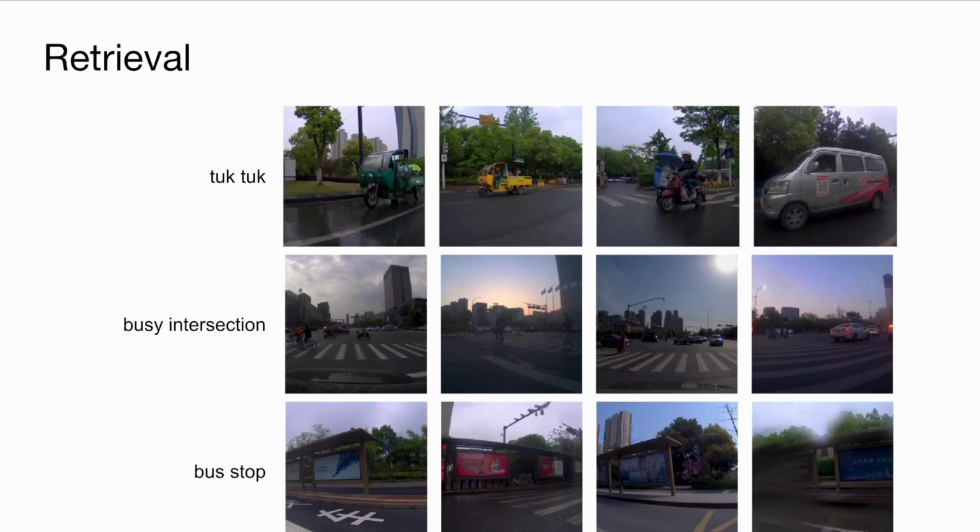Next, we demonstrate qualitatively a number of retrievals using only the LiDAR embedding from LidarCLIP. On the left, you see the text prompt, tuk-tuk, busy intersection, and bus stop. And then you have the four most similar examples. Here we show the images, but we of course retrieve these using only the LiDAR embedding. As you can see, LidarCLIP can retrieve a number of different scenarios, from strange objects to general scene conditions and static environments such as bus stop. However, sometimes it fails. As you can see, the fourth retrieved example for tuk-tuk is actually some kind of van.